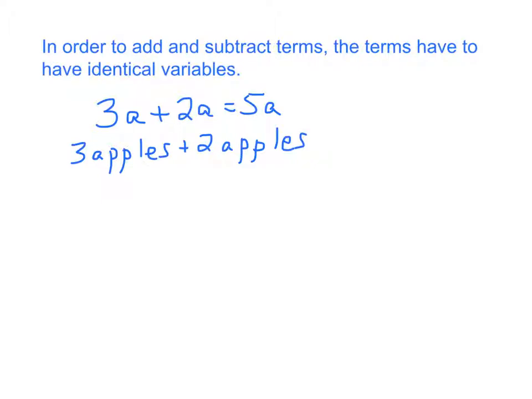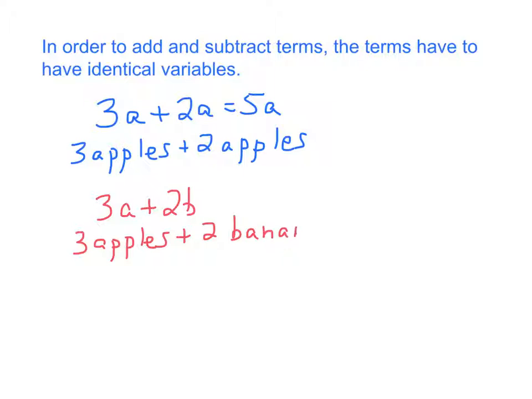However, I can't add together 3a plus 2b because the variables are not the same. I tend to think about this as 3 apples plus 2 bananas, which I cannot add together unless I wanted to use something like a blender or something. But 3a plus 2b just needs to stay that way, 3a plus 2b.